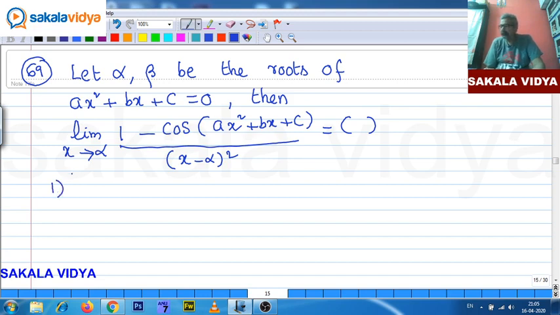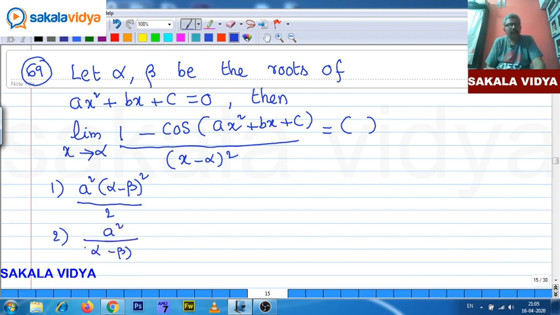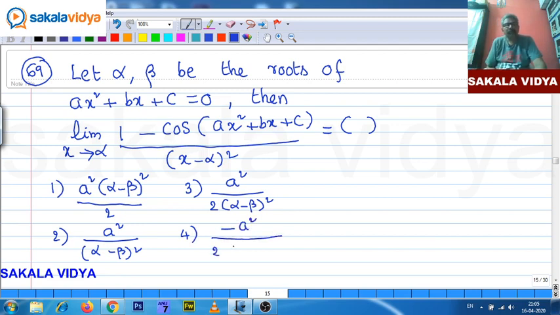First one, a square into (alpha minus beta) whole square upon 2. Second one is a square by (alpha minus beta) whole square. Third option, a square by 2 into (alpha minus beta) whole square. Fourth one, minus a square by 2 times (alpha minus beta) whole square. This is the problem.